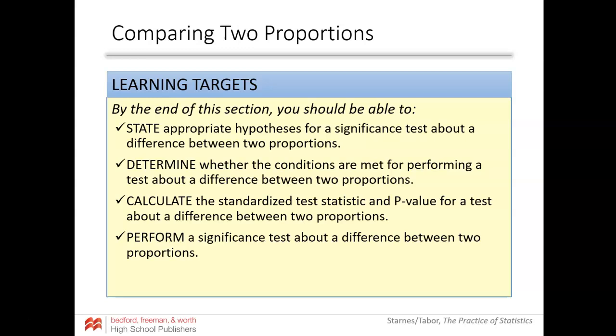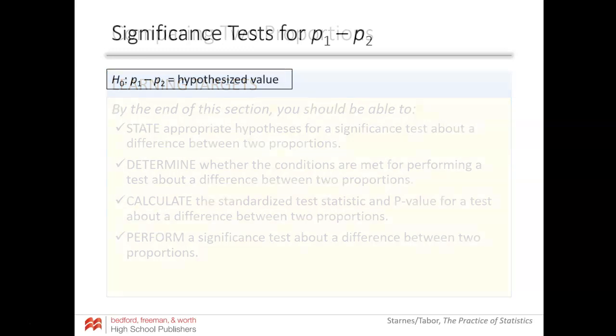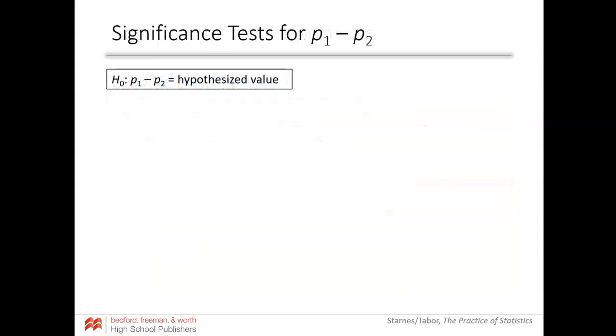So our learning targets today look really similar to what we did with the single proportion test in the previous examples. But this is going to be the difference between two proportions and comparing whether or not there was a difference. So for setting up the significance tests, P1 minus P2 is the notation they're using here for the general formula.